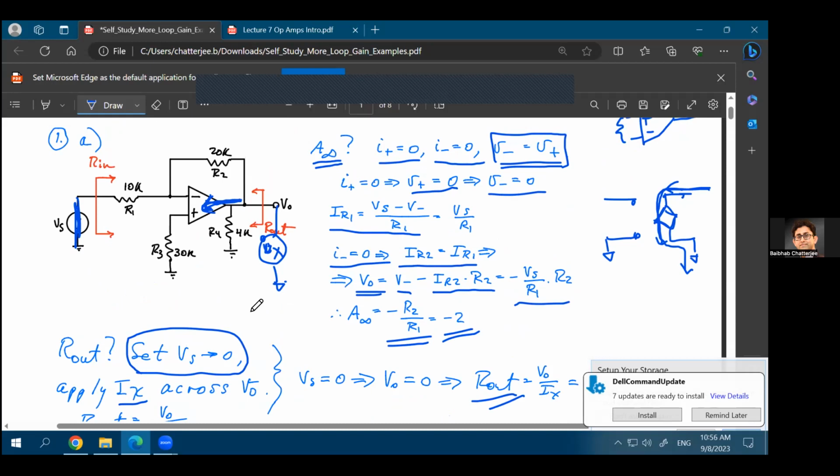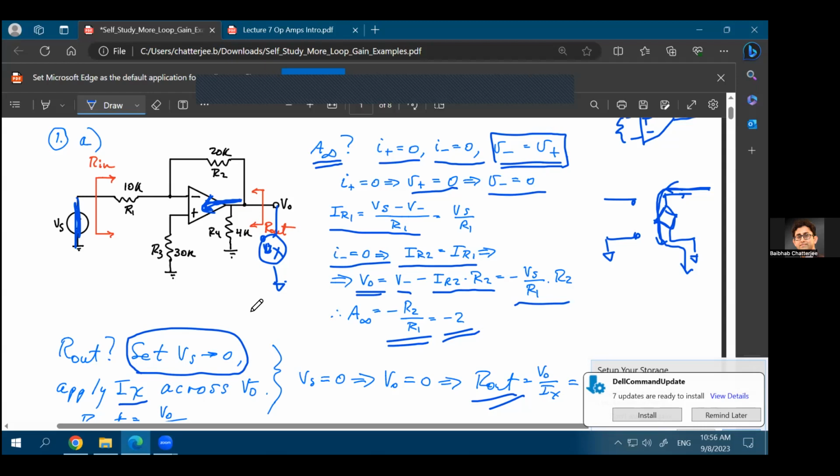A voltage source will be able to generate a fixed amount of voltage Vs. And what is the resistance associated with it? You have a series resistance with a voltage source. If this voltage source is ideal, that series resistance will be equal to 0.